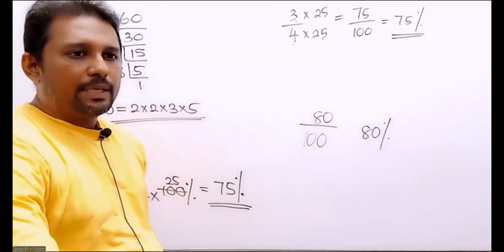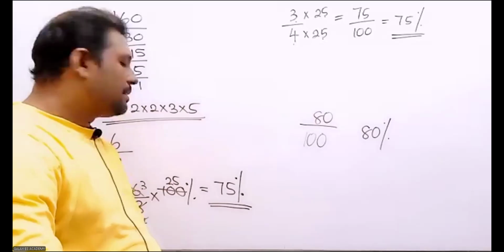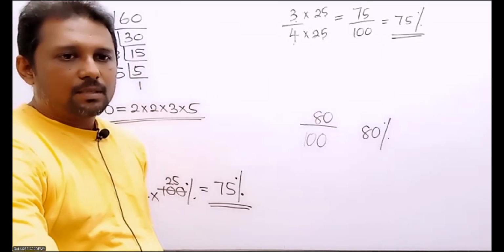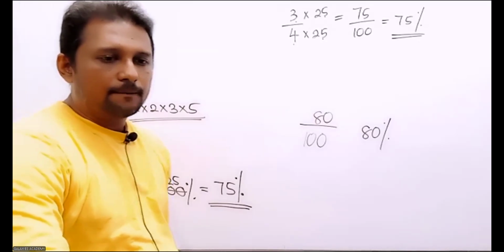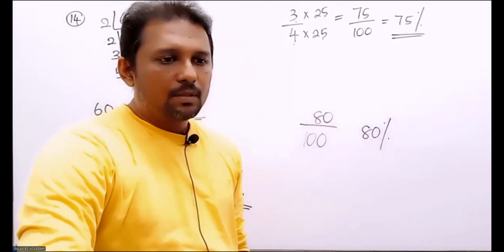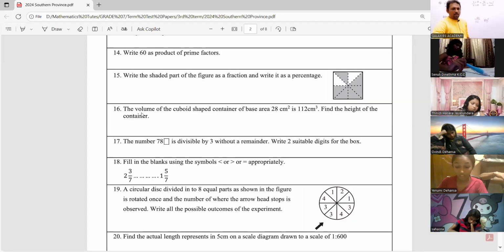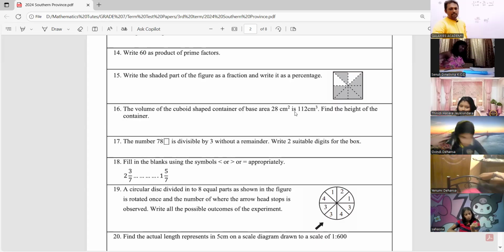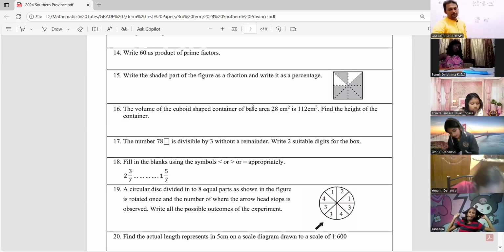Right. Now we can go to the next question. It is number 16. Look at the 16th question, given from the volume. The volume of a cuboid shaped container of base area 28 square centimeters is 112 cubic centimeters. Find the height of the container.